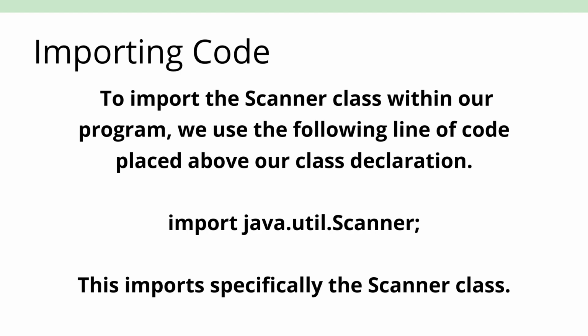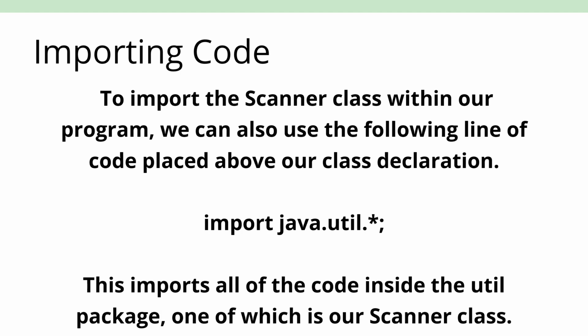To import the Scanner class into our program, we use the following line of code placed above our class declaration. That line of code is import java.util.Scanner. This imports specifically the Scanner class. And notice how the S in Scanner is capitalized. It's a class. Now, if we want to import more things, we could do import java.util.*. This imports all of the code, every single class inside the util package. And one of those classes inside the util package is the Scanner class.